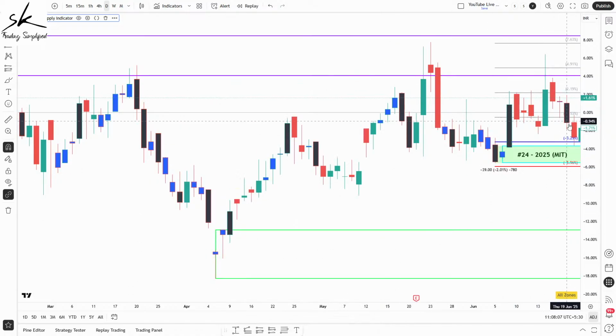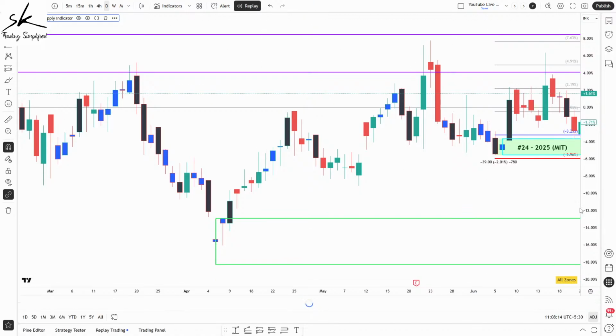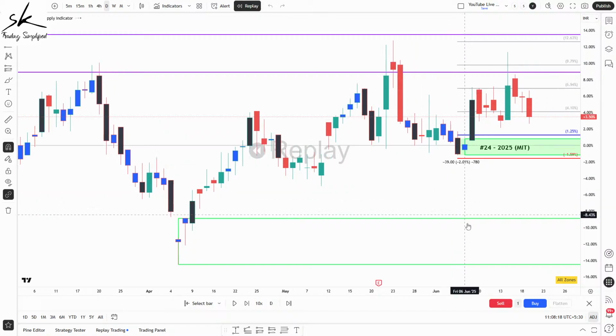You can see when the price started coming back into our zone, we had a formation of a supply area, which is this drop-based drop. So if I do a candle replay, you'll be able to see it right here.